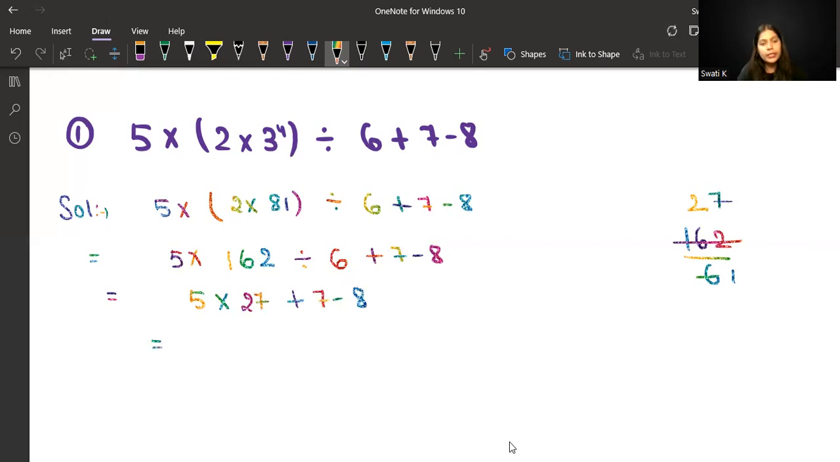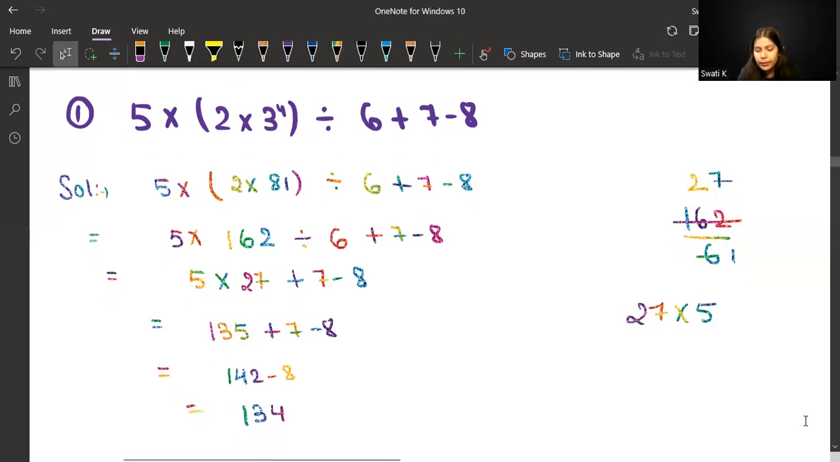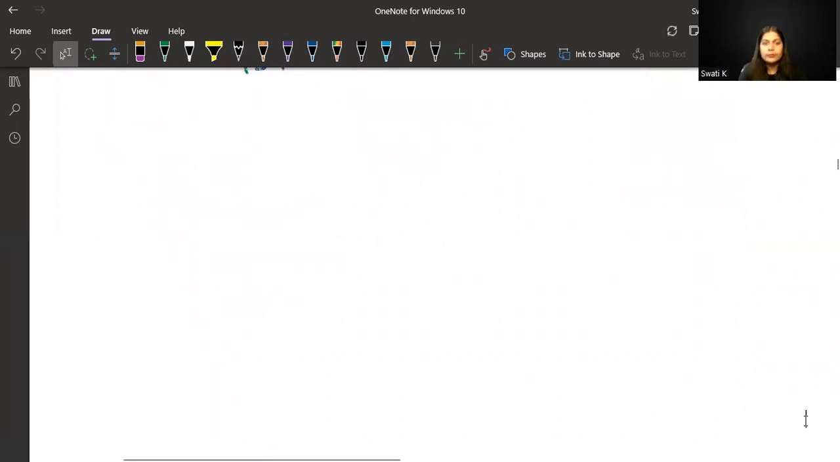Now, of course, multiplication you have to do first. So if you solve this 27 times 5, the answer is 135. Okay. And then plus 7, then minus 8. Now, 135 plus 7 is 142. And 142 minus 8 is 134. So this is the answer. Now, let's go to the next question. And that is, let me go down. And yeah, this is the next question.